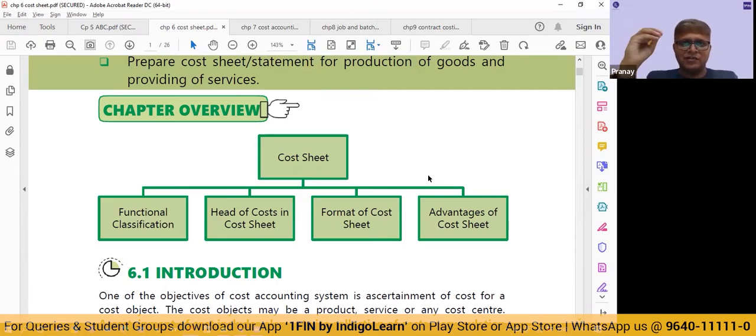Now, in order to determine and ascertain this cost, there has to be a specific way in which we approach this whole situation. Just like in income tax, we have a particular stepwise procedure on how we are going to compute the total tax payable. So, we start with the 5 heads of income, we arrive at the total income, then we adjust for deductions, etc., arrive at the total income, and so on and so forth. So just like that, here also we have something called as cost sheet.